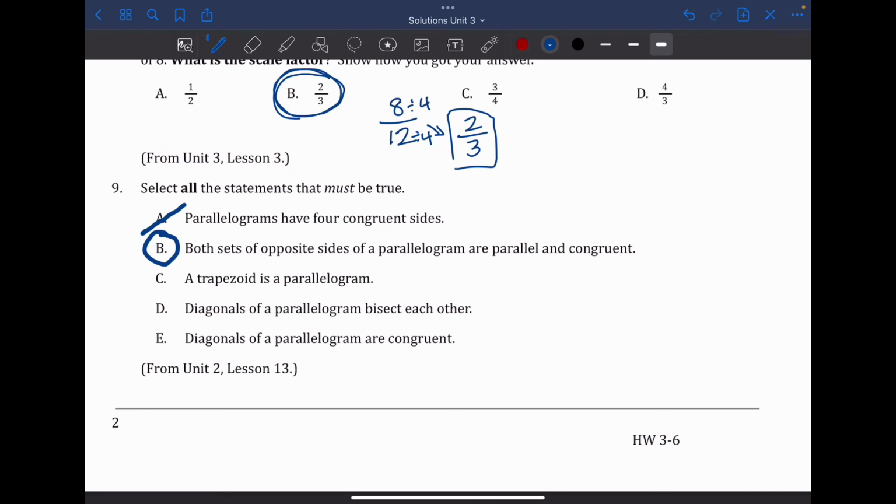C, a trapezoid is a parallelogram. Nope, it cannot ever be a parallelogram. It will only have one set of parallel sides, and parallelograms have to have 2. Diagonals of a parallelogram bisect each other. This one is true and always will be true, but they are not necessarily congruent. Diagonals of a rectangle, and also a square, will be the only ones that are congruent.